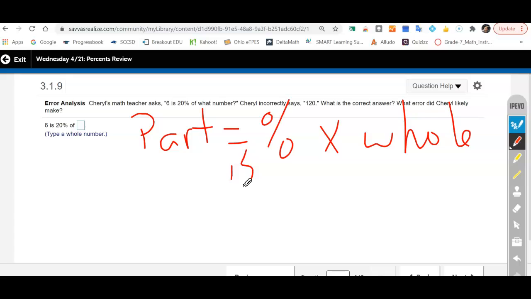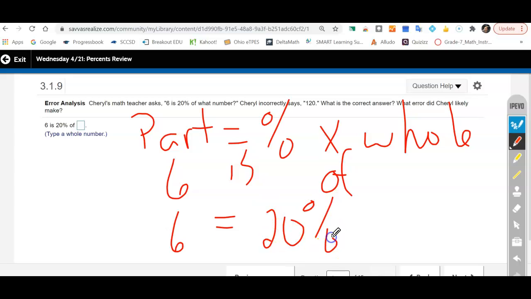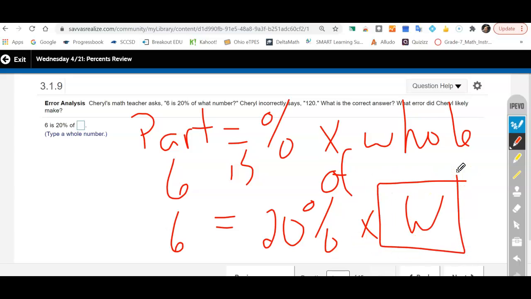Is means equals, of means multiplication. So in this case, we would say 6 is equal to 20%. Now remember, we cannot multiply or divide percents. Times what? We're looking for the whole on this. So we solve this algebraically with the t-chart. We got to divide by the 20%.